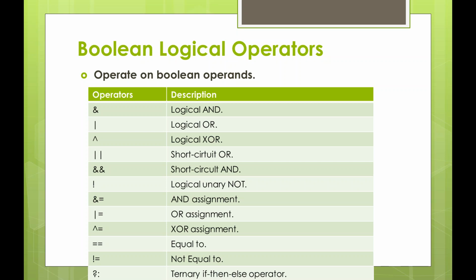Let me know if I have confused you all. From our previous discussion, we saw relational operators, right? Relational operators result in relational expressions, and the result of a relational expression is either true or false, that is a Boolean value. So these logical operators operate on those Boolean values.